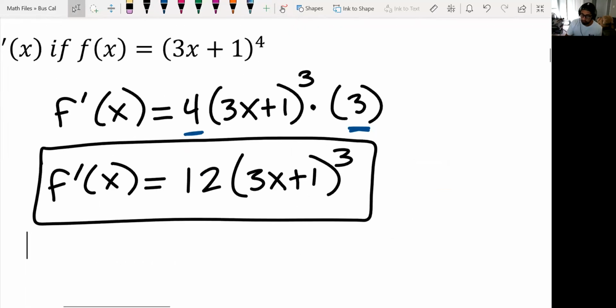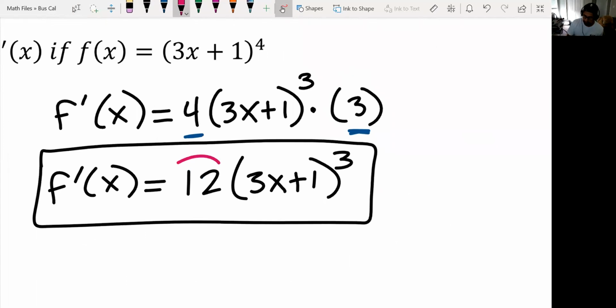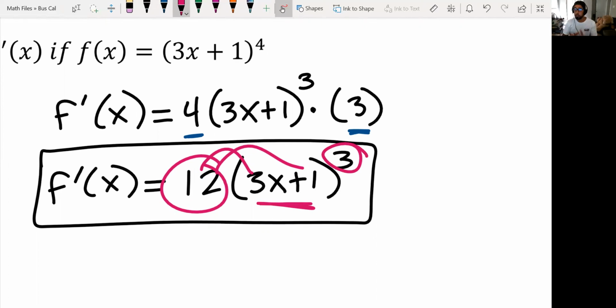Do not try to take this 12 and distribute it in there. You cannot do that because 3x plus 1 is being raised to the third. In order to distribute that 12, you would have to rewrite 3x plus 1 3 more times, and then you can distribute the 12. But we don't have to do that.